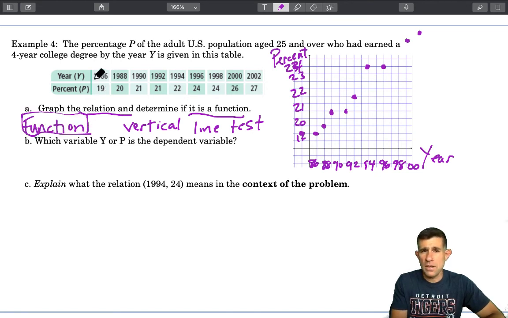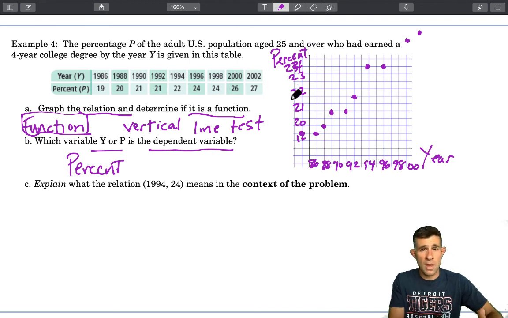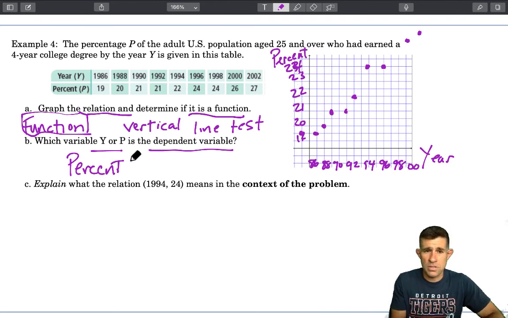All right, and we can confirm that just by simply looking at there are no repeated x values. There are no repeated years, in other words. It says which variable, Y or P, is the dependent variable here. So we're going to say our percent, and typically we're always going to graph our dependent variable on that y-axis. So our percent depends on the year.